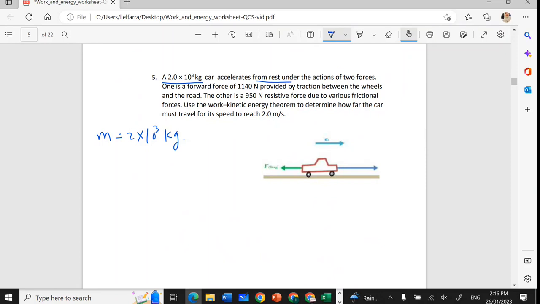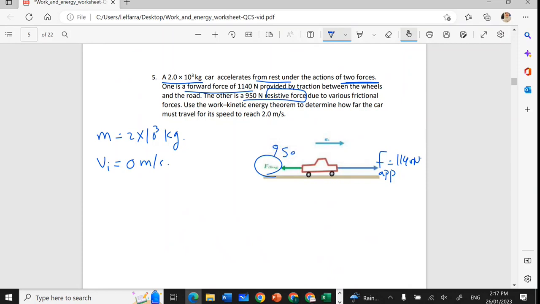It accelerates from rest, so V initial will equal 0 meter per second, under the action of 2 forces. One is a forward force. So the forward force, or the applied force, is 1,140 Newton, provided by the traction between the wheels and the road, and there is a 950 Newton resistive force.